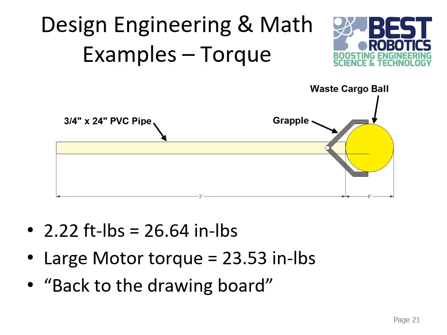You can convert that to inch pounds, which is the units that you'll probably see for your motor data sheets. And so that's 26.64 inch pounds. Well, then you go and look up the torque that large motor can supply, and it's only 23.53 inch pounds. So that's bad. That means your large motor is not going to be able to raise that arm up while it's holding that cargo ball.